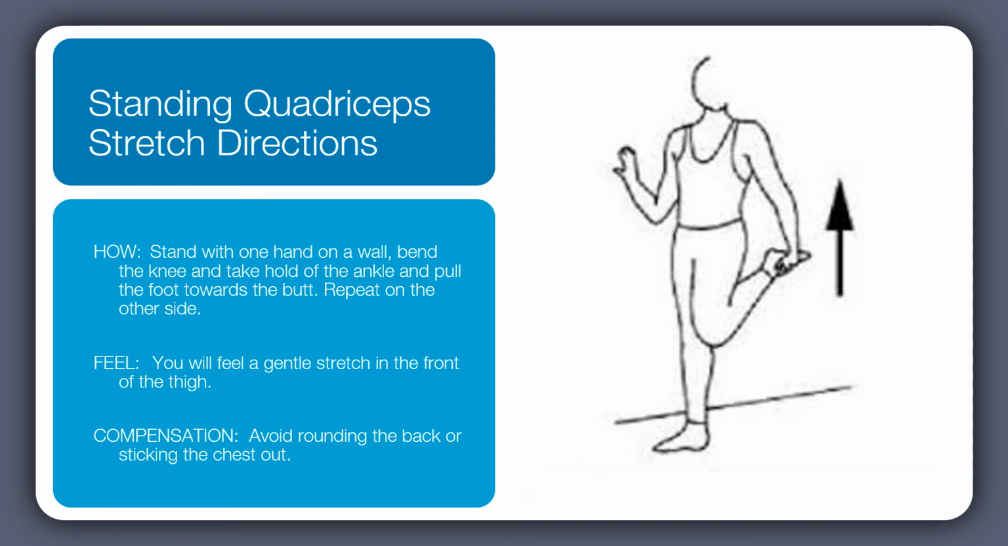Next is the standing quadriceps stretch. It's best to do this stretch against a wall for support. So you're standing, you bend one knee in, you reach down, you take hold of the top of the ankle, and you gently pull the buttocks until you feel a stretch through the front of the thigh. You'll want to do this on both sides, even if you only have the sciatic pain on one side.